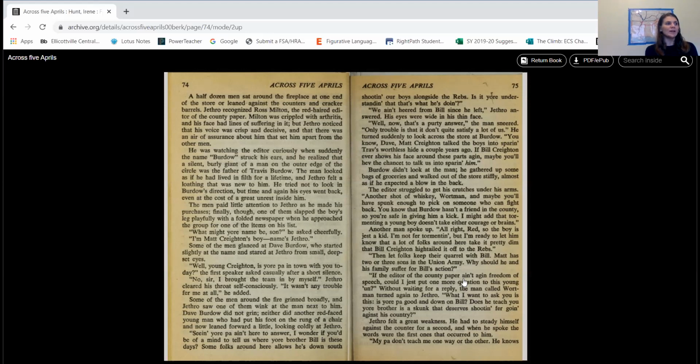He was watching the editor curiously when suddenly the name Burdow struck his ears, and he realized that a silent, burly giant of a man on the outer edge of the circle was the father of Travis Burdow. The man looked as if he had lived in filth for a lifetime, and Jethro felt a loathing that was new to him. He tried not to look in Burdow's direction, but time and again his eyes went back, even at the cost of a great unrest inside him.